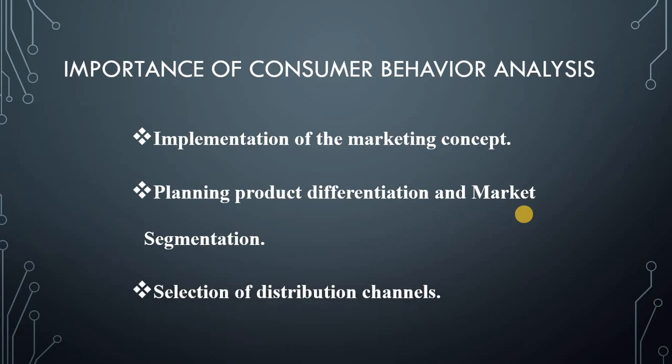And third one is selection of distribution channels. How the products can be distributed easily so that the consumer gets it on time. That is what is important for a consumer. Through consumer behavior analysis, we can identify exactly the channel preferred by the consumer, and the company can select the same channel so that the product can be delivered easily.